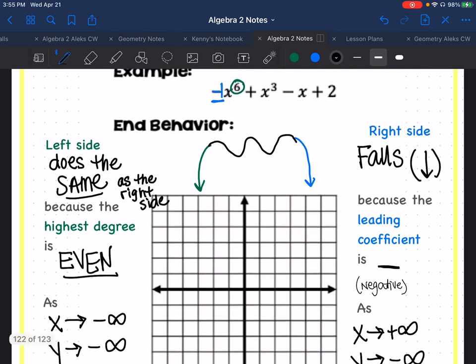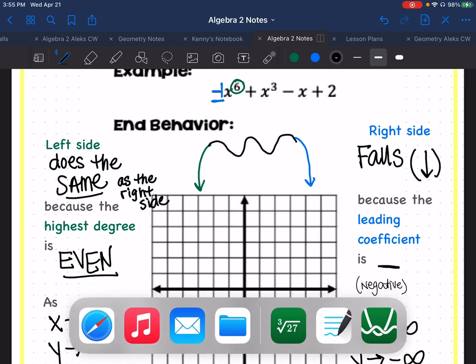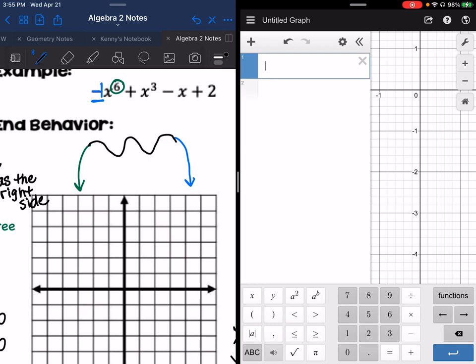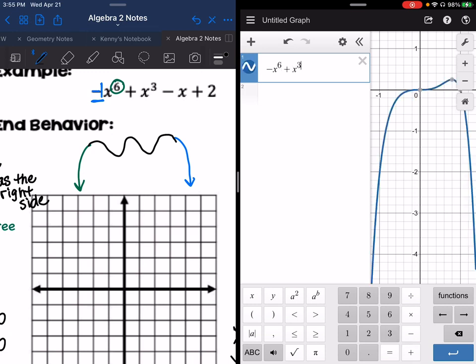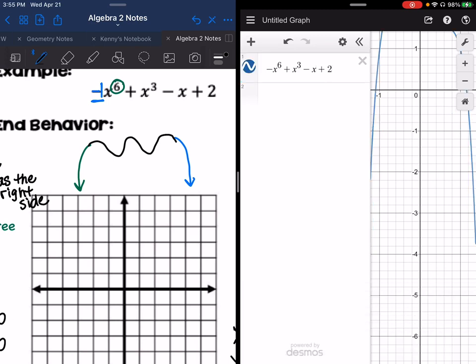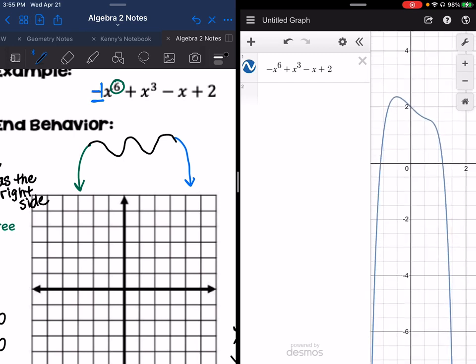Let's go ahead and look at Desmos to see if we can find the graph if we predicted the ends correctly. All right, negative x to the 6th power plus x to the 3rd power minus x plus 2. All right, let's see. Look at that. We did.